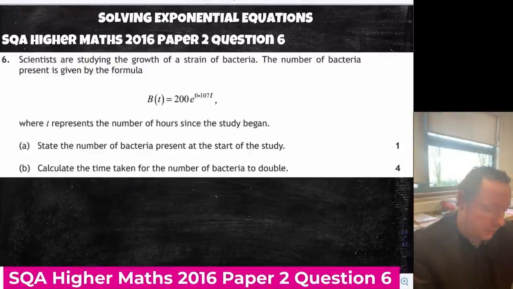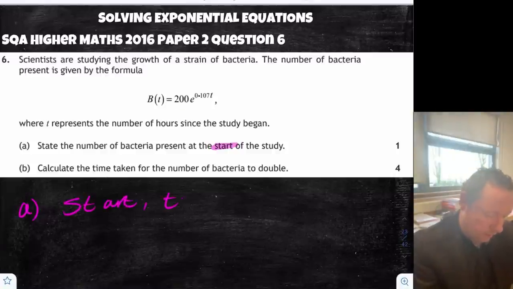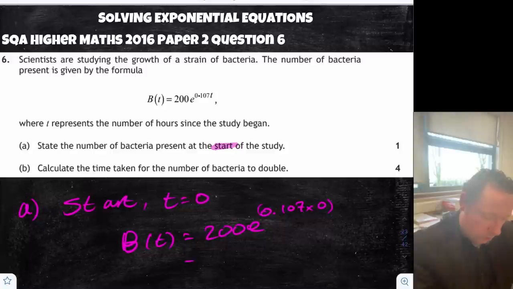Solving exponential equations, SQA Higher Maths 2016, paper 2, question 6, otherwise known as experimental data with exponentials. Scientists studying the growth of a bacteria strain, the number of bacteria given is B equals 200 e to the 0.107t. State the number of bacteria present at the start of the study. The start means t is 0. You can either remember then that gives you e to the nothing, which is 1, so you get 200, or you can write that out actually. So at the start, t equals 0, so B of t equals 200 e to the 0.107 times 0. That's 200 times e to the 0, which is just 200.